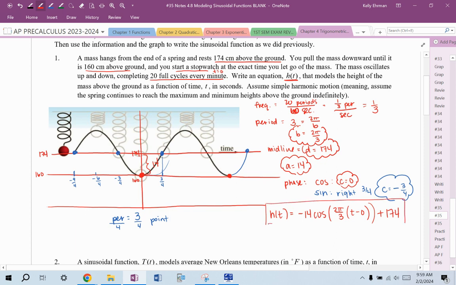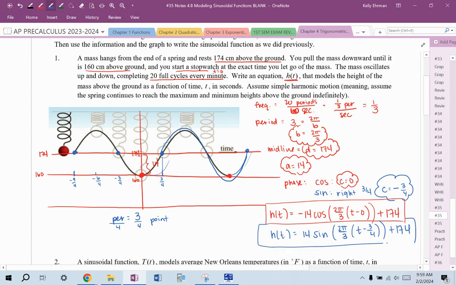Remember, there are multiple correct answers. So if I were doing a sine curve, I could say h of t is equal to, it was a positive sine curve starting here. So I could say 14 sine, same period, so b is still 2 pi over 3, t minus 3/4 plus 174. That should get me to the same place.